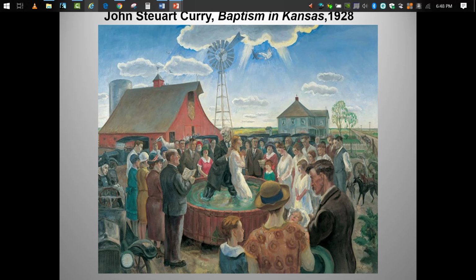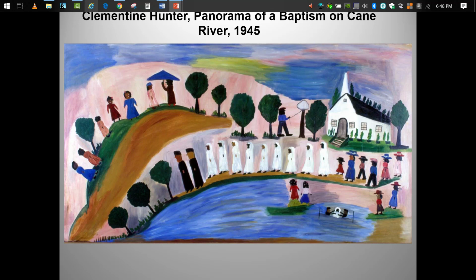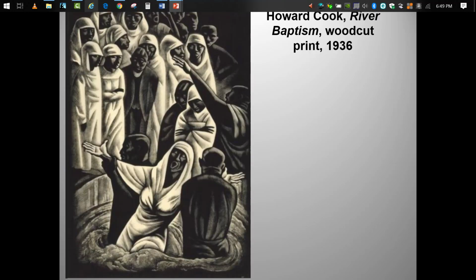Kansas was suffering from a terrible drought, and agricultural depression hit America before the so-called Great Depression of the 1930s. So the water tank substituted for a river that had run dry. Note, too, the doves to the right of the windmill. Could be natural features, could be the Holy Spirit descending on Kansas. The next few works are all by African American artists.